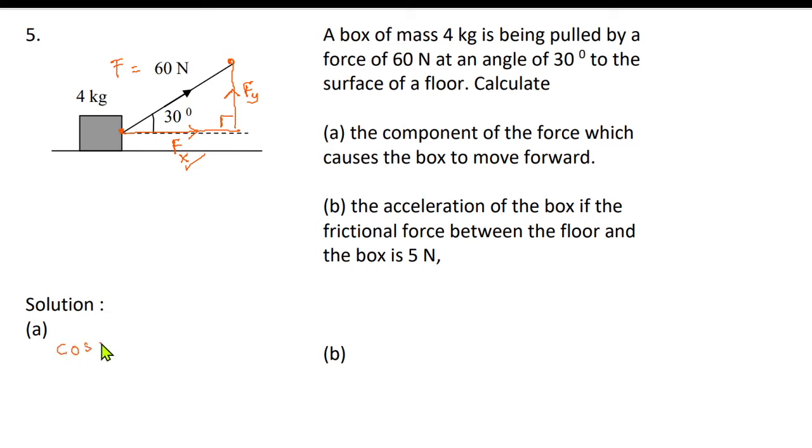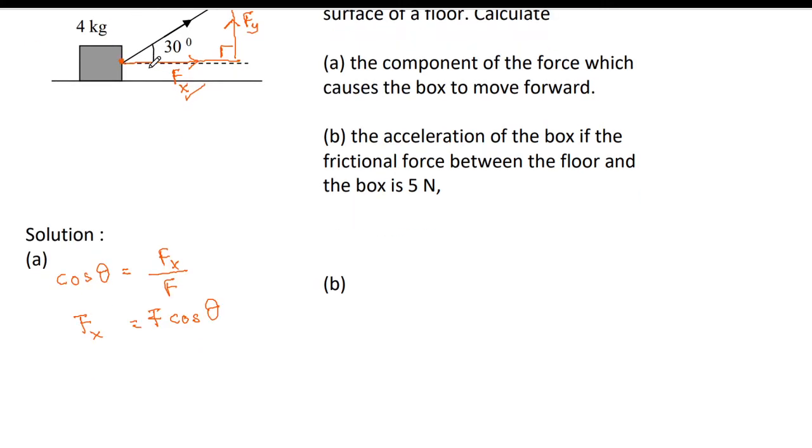So cos theta equals F sub x divided by the hypotenuse, that is F. Therefore, F sub x equals F multiplied by cos theta. So next step, we simply plug in the value. F just now is 60 Newton multiplied by the cos of 30 degree.